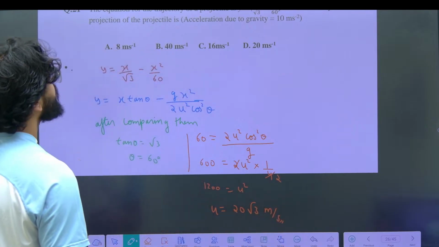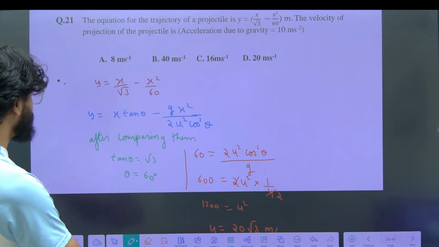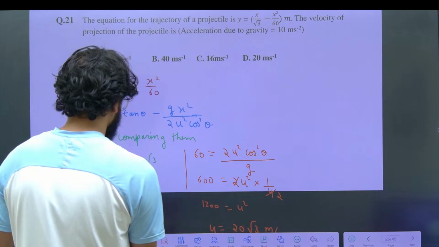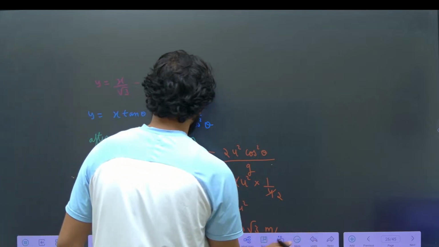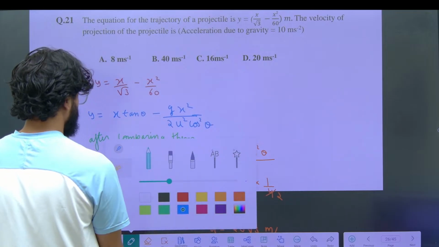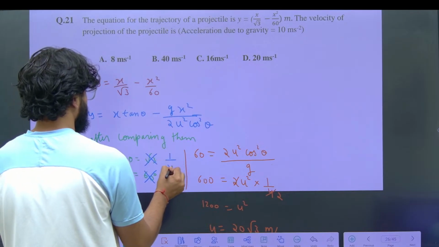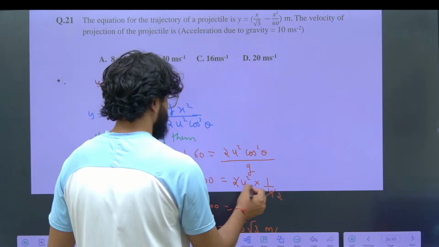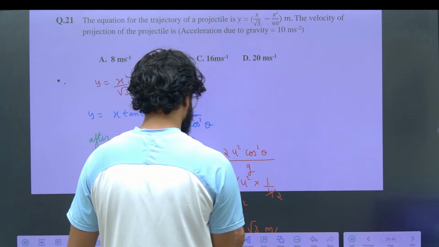Yes. So the velocity of projection is... did we make a mistake somewhere? Okay, tan theta is not root 3, it is 1 upon root 3. So we have to cancel it. Tan theta is 1 upon root 3, so theta is 30 degrees. Okay, so at least we can clear this.